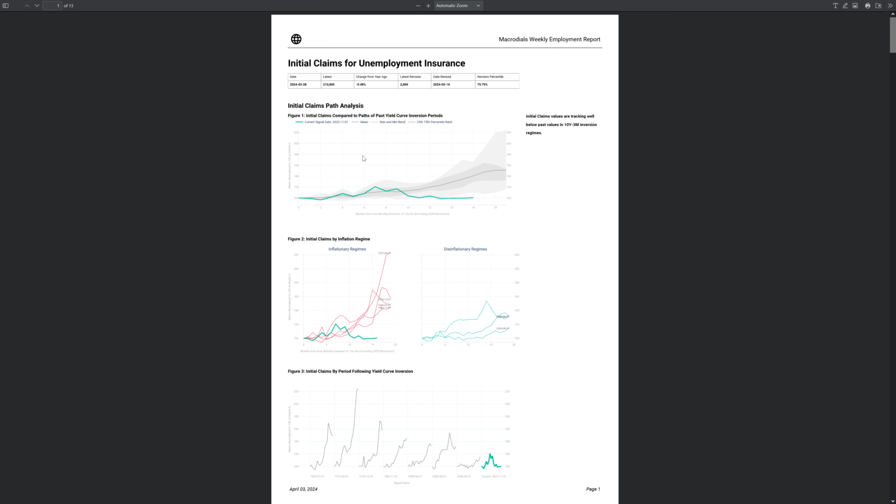The path analysis charts illustrate how specific employment data has evolved following a trigger event, such as the onset of a yield curve inversion. In this report, the trigger event is the 10-year less 3-month inversion that occurred in November 2022. The charts displayed here track the development of various employment data measures over the 16 months following the initial inversion.